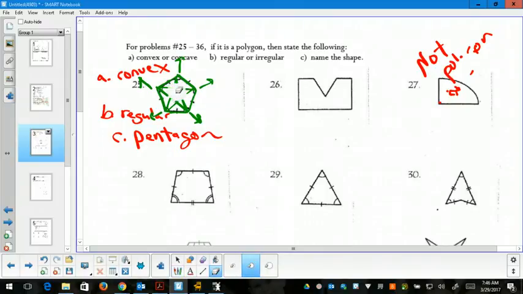it is concave. It's concave because this one points inward. But also, if I were to connect this point to this point, it would be a diagonal. It would cross outside. So that's how I know that that one is concave.